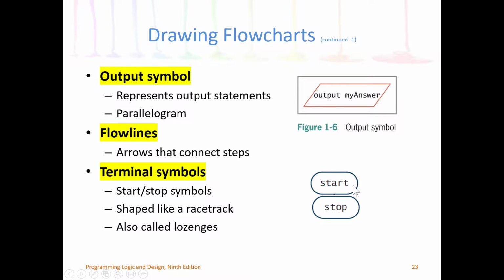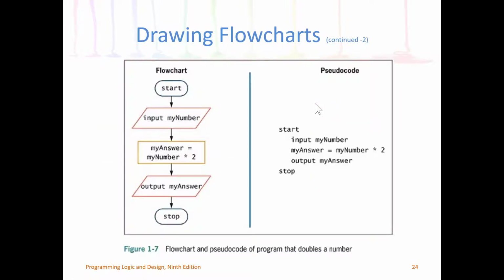Terminal symbols, you're going to have a start symbol at the beginning of your flowchart and a stop symbol at the end of your flowchart. And you're going to use lines with arrows between these different objects to show the flow of logic. What's the next step? So here is a flowchart that's doing the same thing as the pseudocode. These two are equivalent. Start, input myNumber, multiply myNumber by 2, put the answer into myAnswer, output myAnswer. This is the same thing.